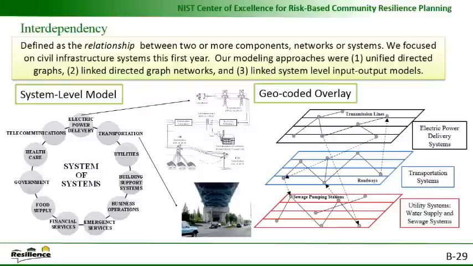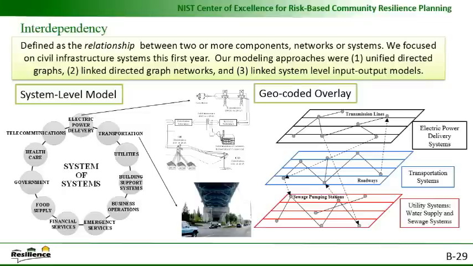I will present the first-year modeling results for interdependency. We are defining interdependency as a relationship between two or more components, networks, or systems. During the first year, we focused on civil infrastructure systems. Our modeling approaches were 1, unified directed graphs, 2, linked directed graph networks, and 3, linked system-level input-output models.